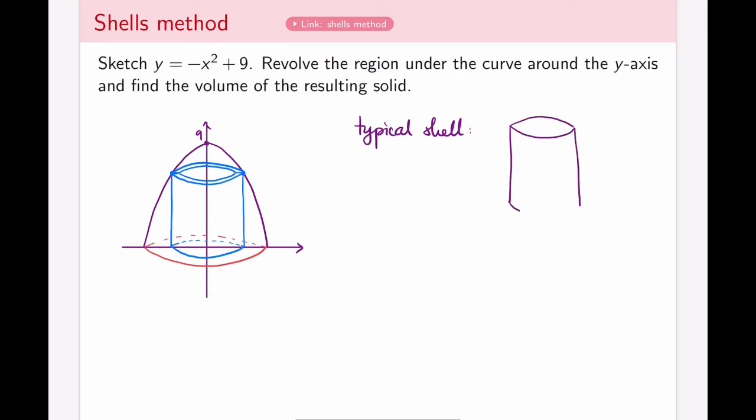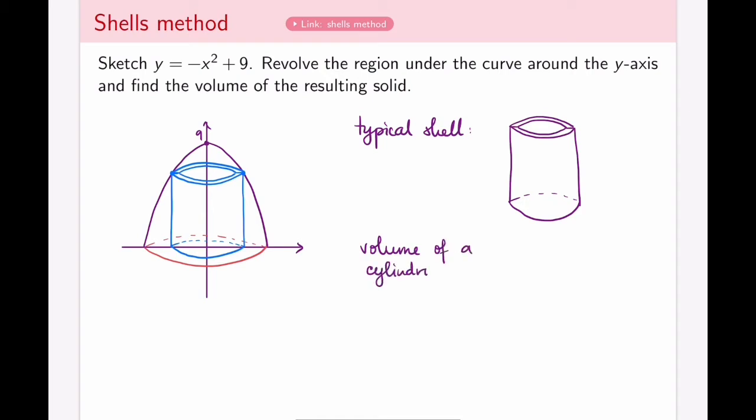So here's my cylindrical shell. And again, it has a little bit of thickness to it. Not much, but just a little bit. So what is the volume of such a typical cylindrical shell? Volume of a cylindrical shell.